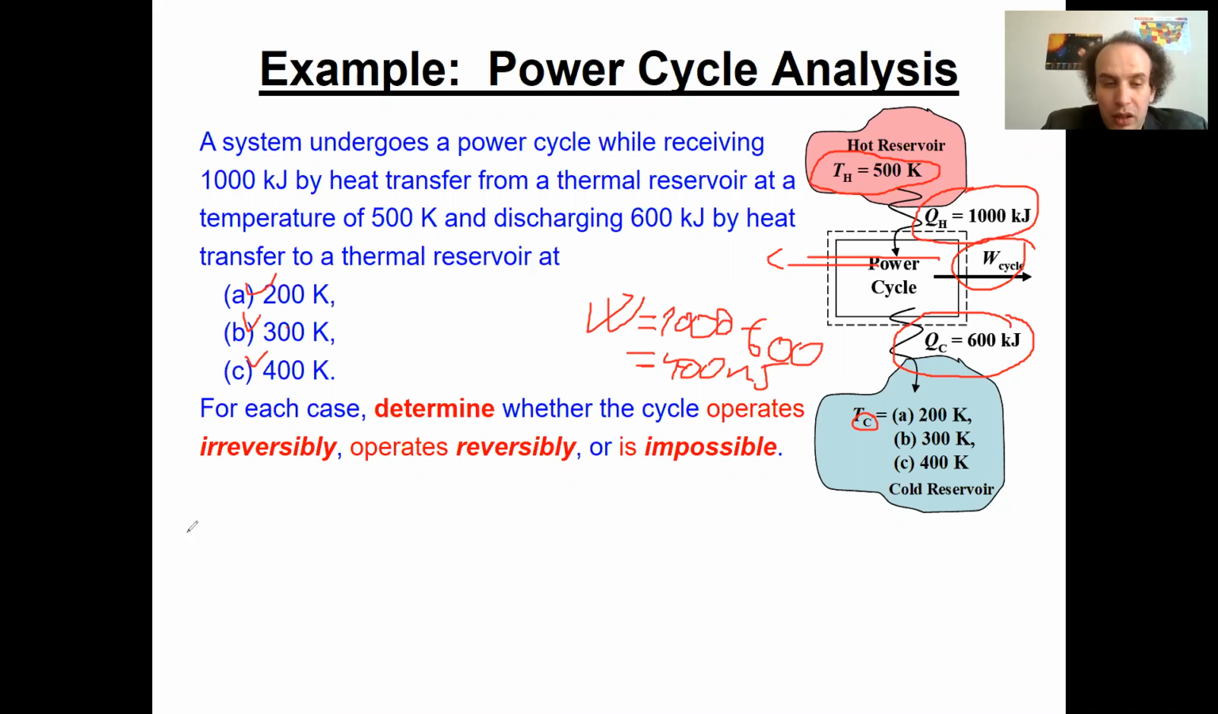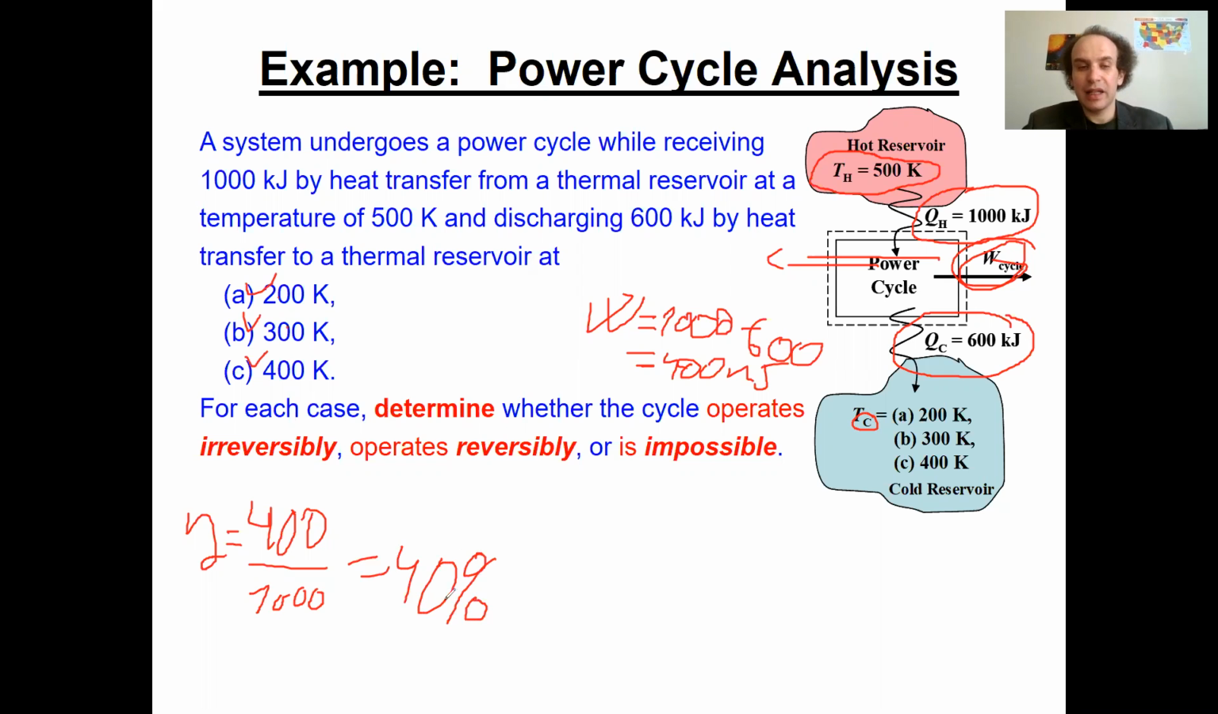So what is your efficiency? Let's calculate it. From here, I can say, what is my efficiency? What is desired and what is required? What I desire is this work output, so it's 400. What is required? Required is 1000, right? So my efficiency is 40%, 0.4.